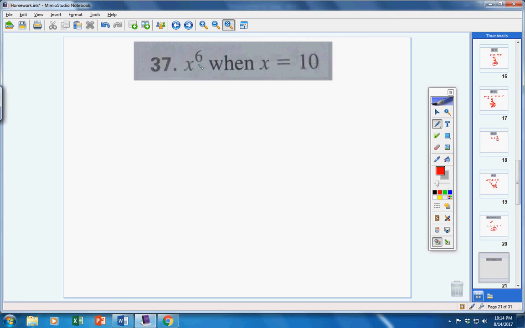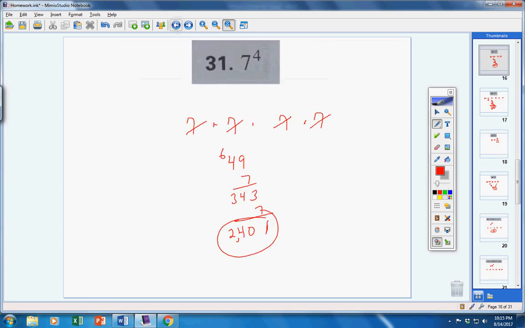Okay, x to the 6th power. X is 10. So here's my x. I'm going to put a parentheses like I've taught you to do, then make my substitution, and then bring down my 6th. So where the x is, I put a 10, and we're going to write the 10 6 times. 1, 2, 3, 4, 5, 6.